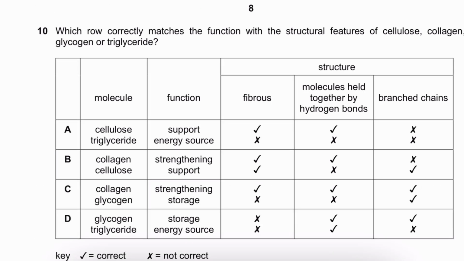Which row correctly matches the function with the structural features of cellulose, collagen, and glycogen or triglyceride? Molecule, function, fibrous. Okay, let's see. Firstly, molecule, cellulose, function is support, correct.